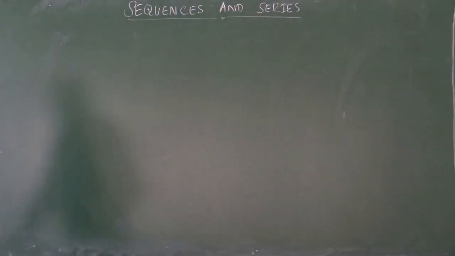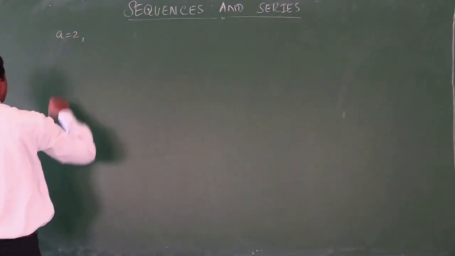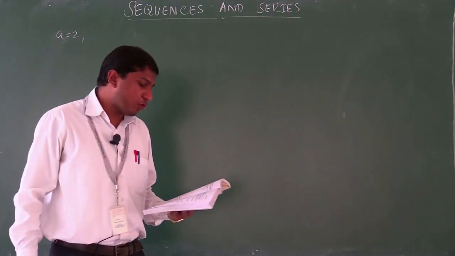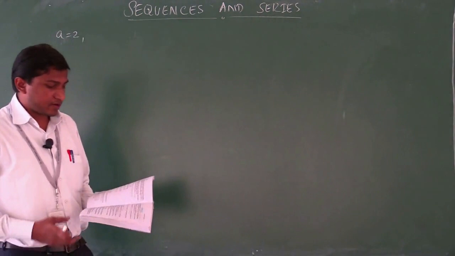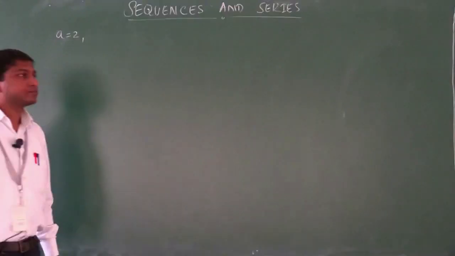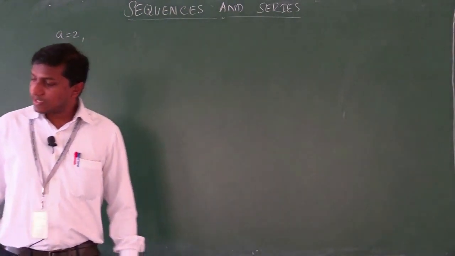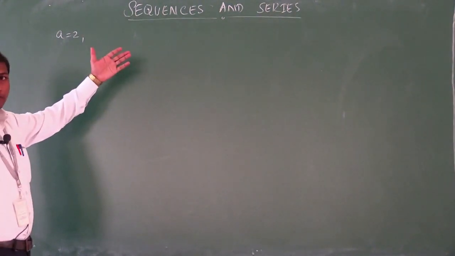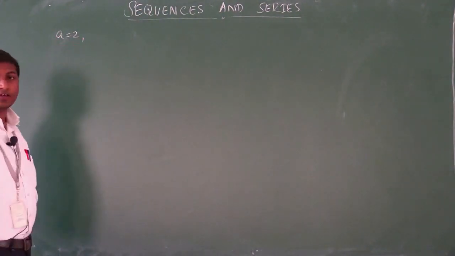I repeat the question once again. In an AP, the first term is 2, and the sum of first 5 terms is 1/4 of the next 5 terms. Full stop. Next sentence. Show that the 20th term is minus 112. Now look here. What is the question asking us to do? It is given that the first term is 2. We know that the first term we denote by small letter a. So I have written a equals 2.